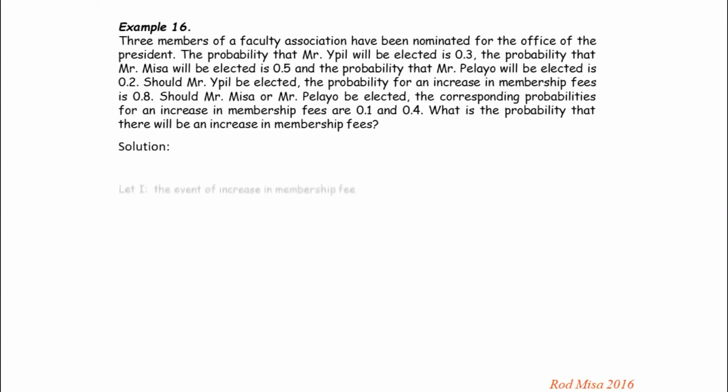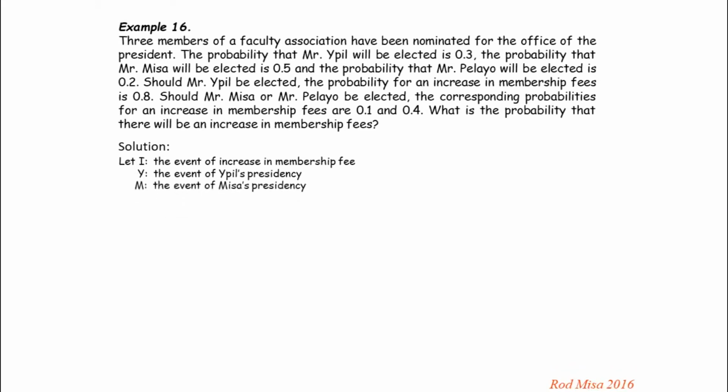So to solve this problem, we need to represent our events here. Let I be the event of the increase in membership fee, and Y be the event of Mr. Ipil's presidency, and then M is the event of Mr. Misa's presidency, and P is the event of Mr. Pelayo's presidency. So we can solve for the total probability of the increase in membership fee. And this total probability will be computed as the sum of the three cases.